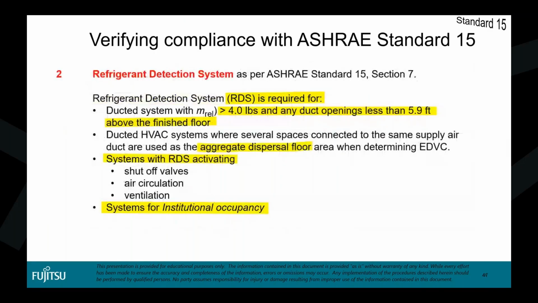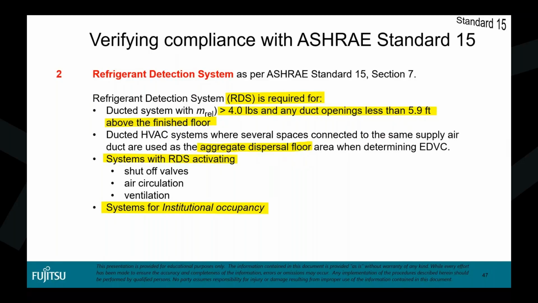Let's look at the RDS, the refrigerant detection system. Do we need that or not? Well, it's a little different here for standard 15. If we have more than 4 pounds and any duct opening is less than 5.9 feet above the floor, we do need an RDS. And also if we use several ducted rooms together, we need that. We can also need, as we saw earlier, RDS if we need to activate shut-off valves, air circulation, or ventilation. On top of that, we always need RDS if we have institutional occupancy. By default, you need that for institutional occupancy.